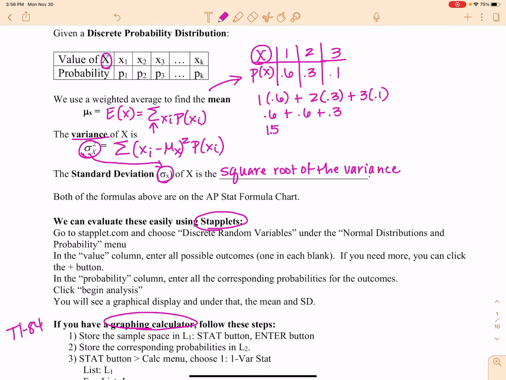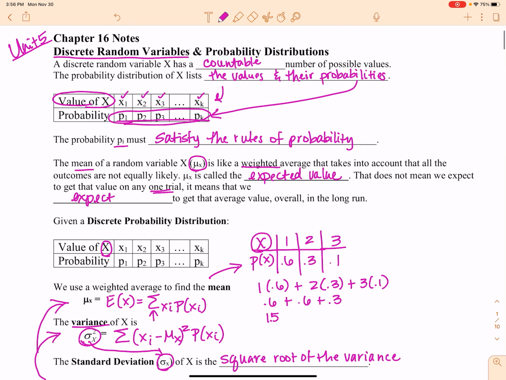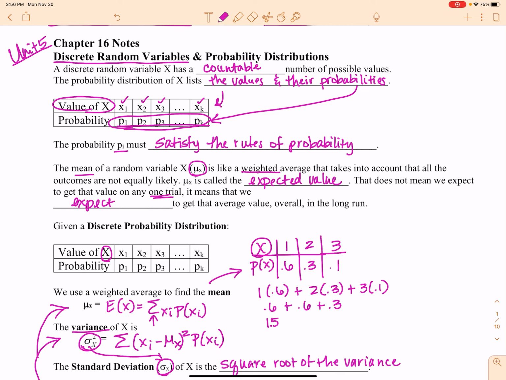All right, so of course both of these formulas are on your formula chart, and as we move through working through examples, all of this stuff will make a little bit more sense. So please keep in mind a couple of things as I end this video. Remember that your expected value means that if I were to take many more samples, I would expect the average of whatever I'm measuring to be the expected value or the mean. Weighted mean.